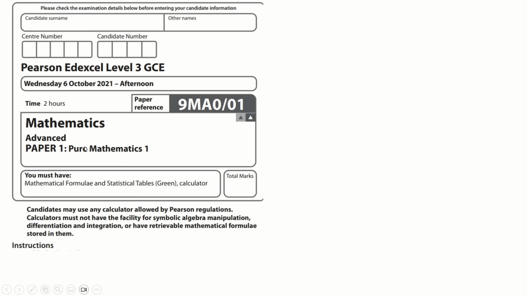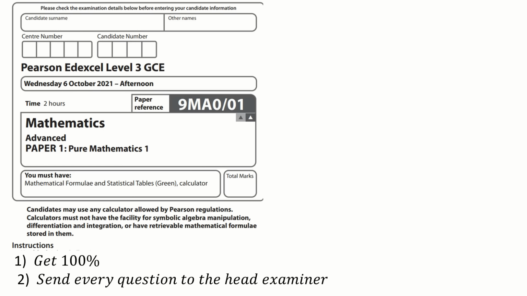This is an A-level maths pure paper from Pearson Edexcel. It's October 2021. Except I've already done this paper on this channel here. So there's going to be two instructions for this video. One is get 100%, and two is send every single question to the head examiner. Now, what do I mean by that?